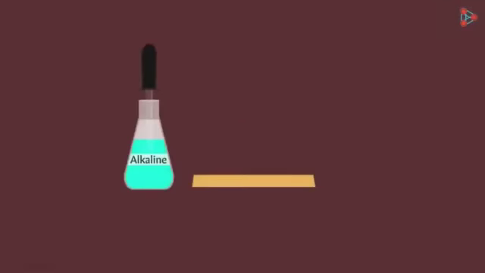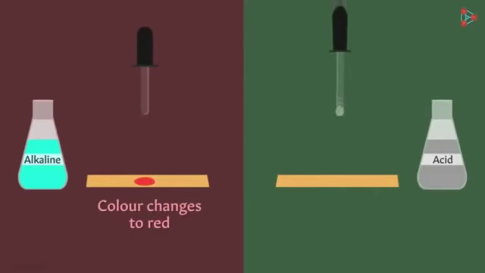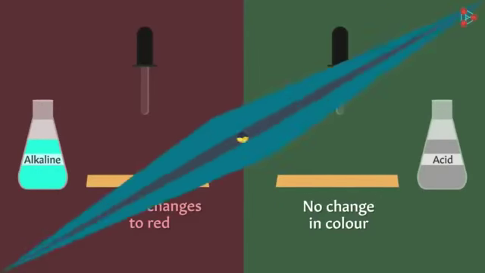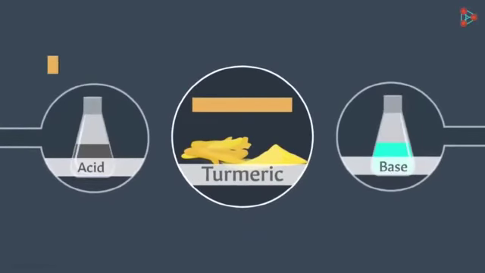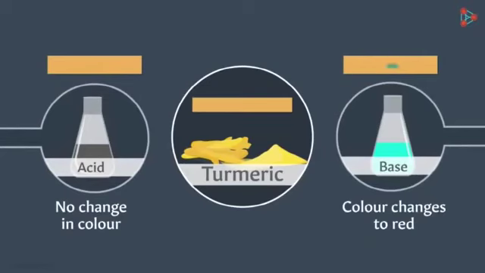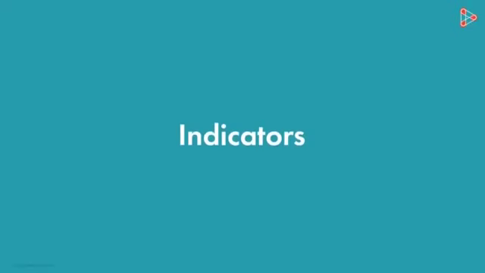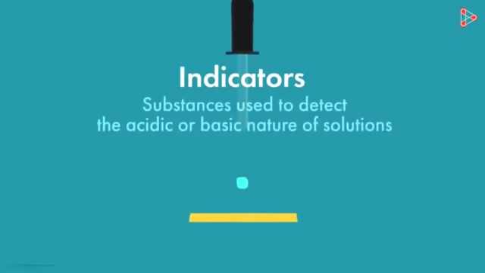Yes, alkaline substances or solutions turn turmeric into a red color. The more basic the nature, the brighter the red color will be. And what about acids? Acids cause no color change when tested with turmeric. The color of turmeric, which is yellow, remains unchanged. The solution remains unaffected. That is how turmeric helps differentiate between acids and bases. Acids remain unaffected while basic solutions turn red. And there are more indicators, which are substances that are used to detect the acidic or basic nature of solutions.